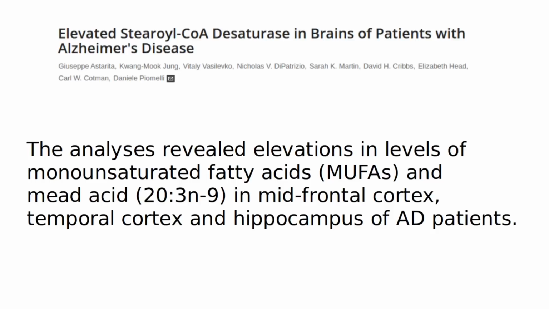This is about Alzheimer's disease, and it says the analysis revealed elevations in levels of monounsaturated fats and mead acid in midfrontal cortex, temporal cortex, and hippocampus of Alzheimer's disease patients. And so that combination of high MUFA and high mead acid might not be the best thing.